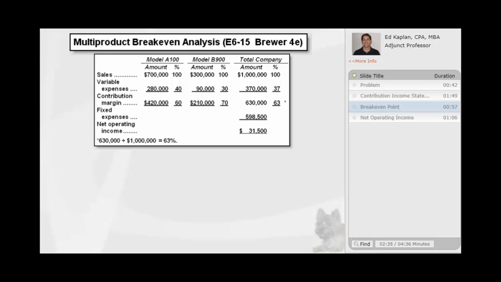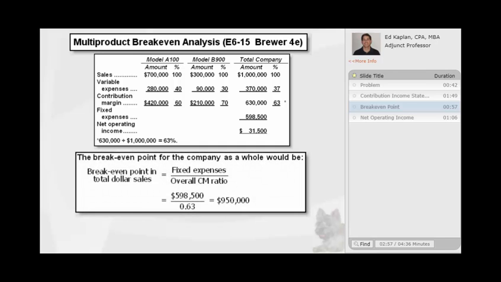On this slide I've taken the answer that we calculated to question 1, which was to prepare a contribution margin income statement, and I've made that image appear smaller near the top of the screen so that we can look at problem 2, which asks us to determine the break-even point for the company. Here's how we'd solve that. The break-even point is equal to fixed expenses divided by the overall contribution margin ratio.